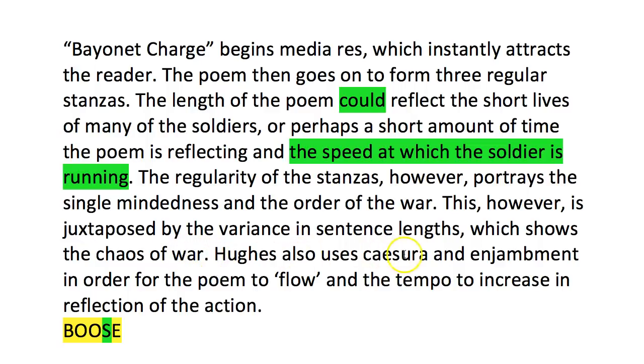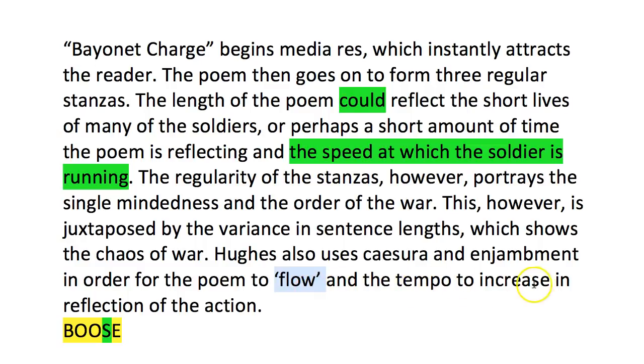Hughes also uses caesura and enjambment in order for the poem to flow, and she's put that in quotation marks because she knows this word is not real English literature vocabulary. It's kind of made up, and it doesn't help the poem flow because caesura puts full stops in the middle of lines, and that's the opposite of flow. Enjambment, you might say, does, but caesura doesn't. But again, you don't get marks taken off you for writing something that's rubbish. You just get credited for what's good.